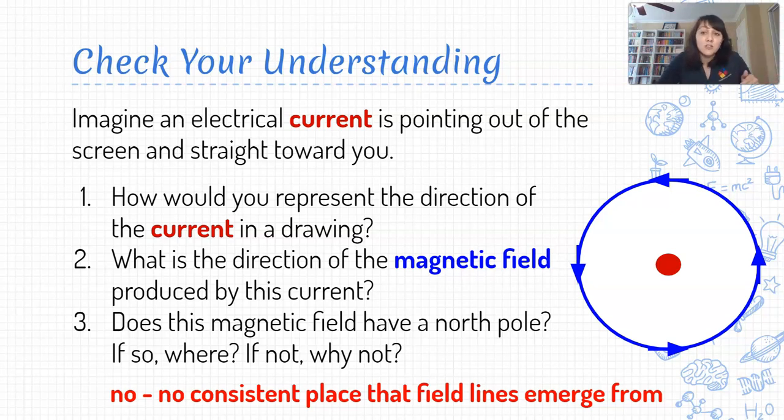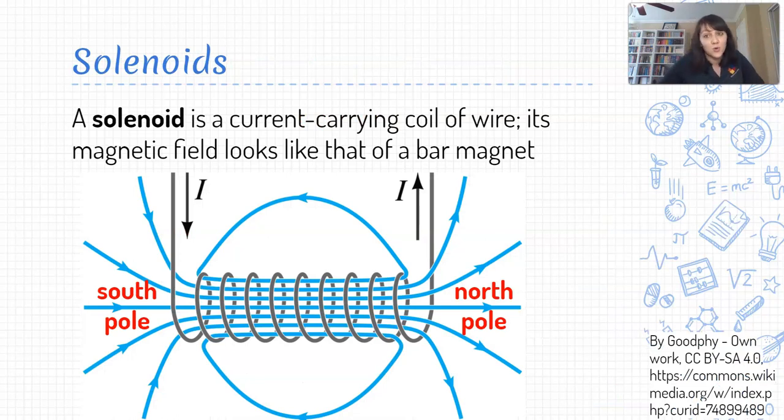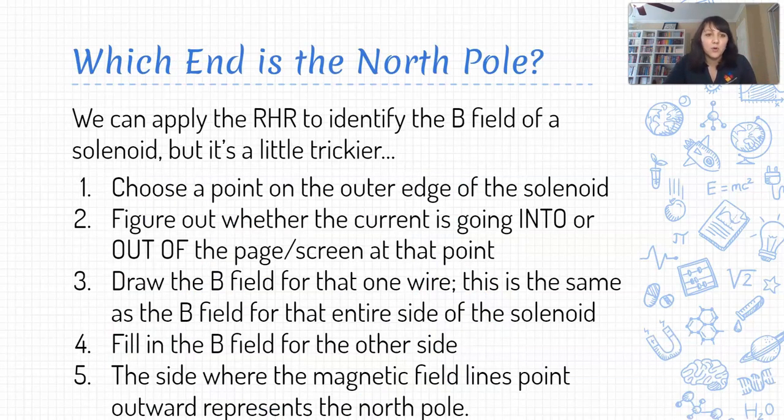But if we take that straight current carrying wire and twist it into several loops and form a solenoid, then those loops will all roll up around each other and we'll get something that does have a north pole and a south pole. Now, as it turns out, we can apply this right-hand rule to predict what the magnetic field of a solenoid will look like and where its poles will be on the basis of how the current is flowing through that solenoid. It's a little bit trickier, but here's the method I've used that seems to work out pretty well.